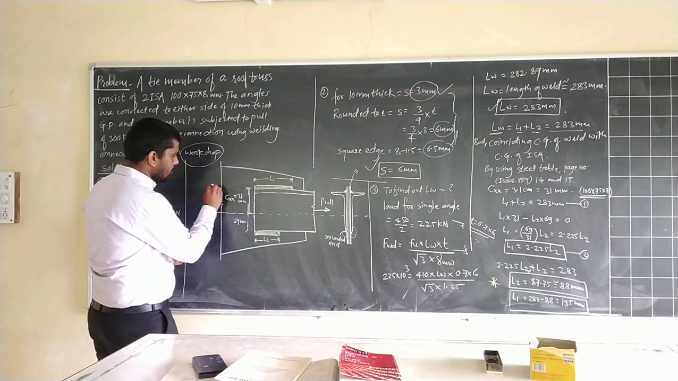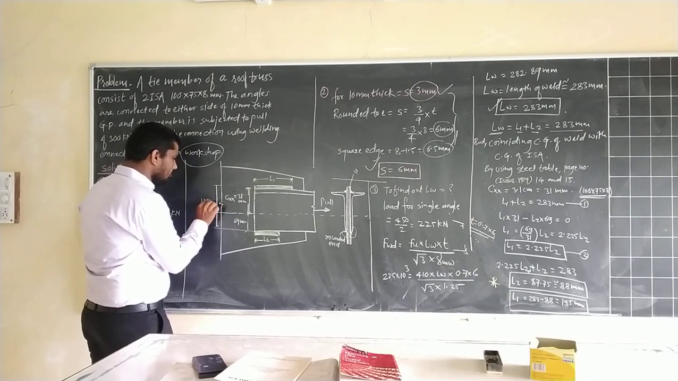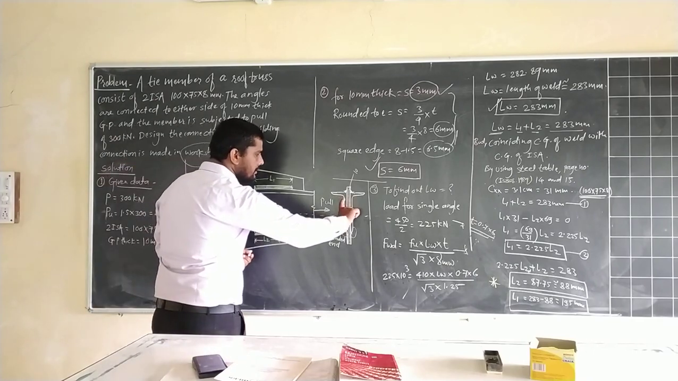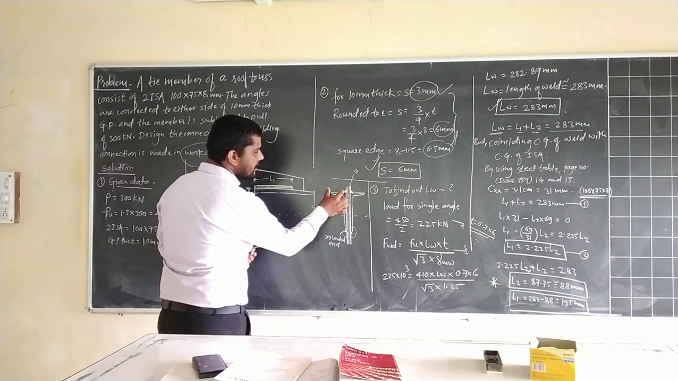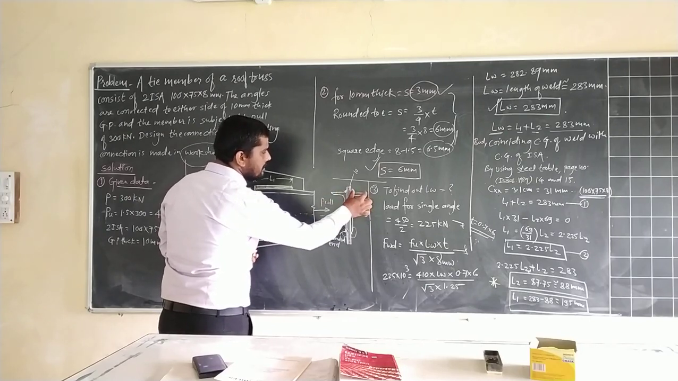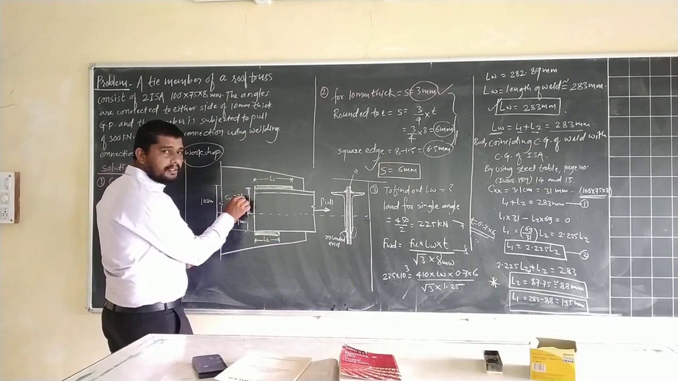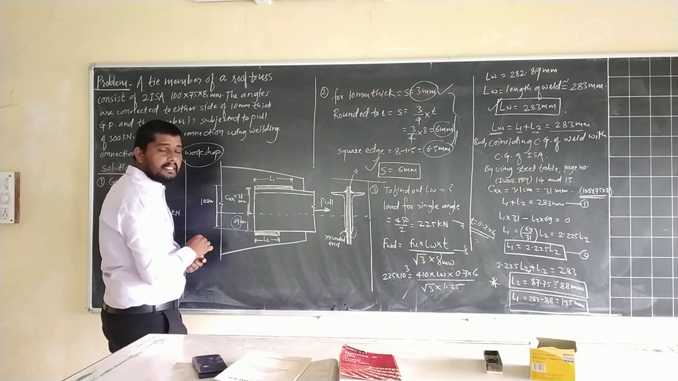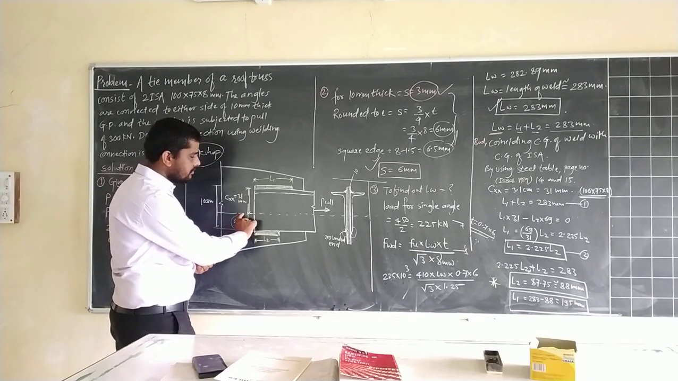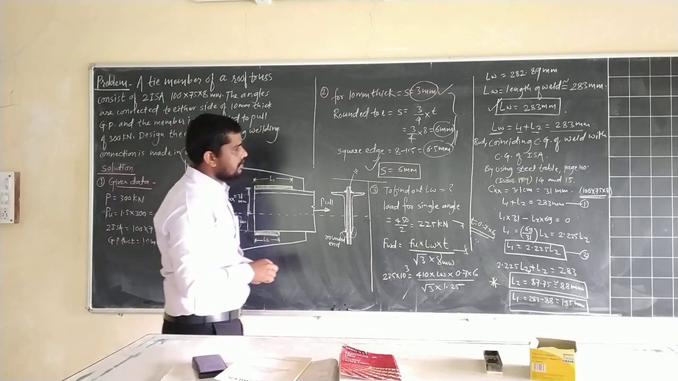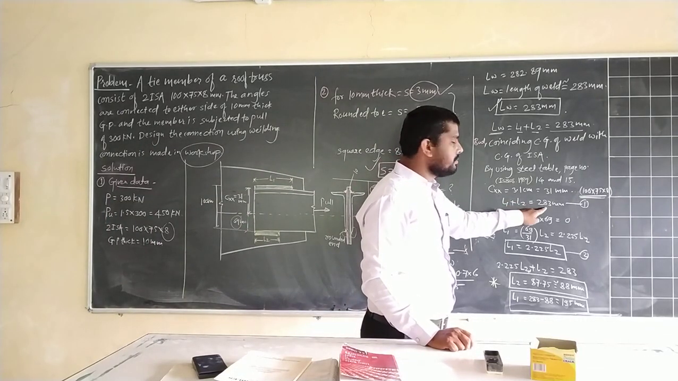So this total angle section length is 100 mm. This leg connected to the gusset plate is 100 mm by 75 mm. So this is 100 minus 31, and the remaining answer will be 69 mm below this centroid axis or CG. Then L1 plus L2, we know, is 283 mm.